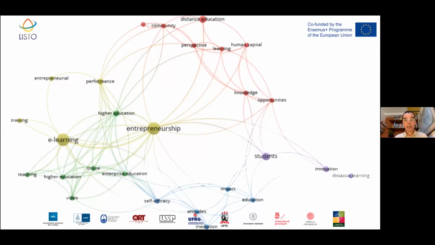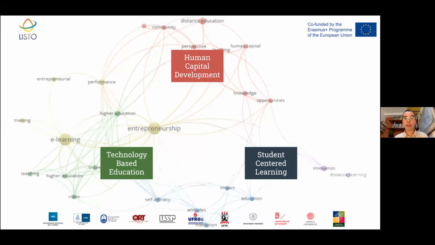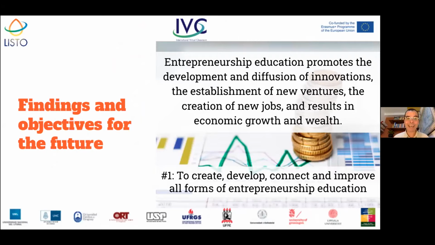We can find that we are contributing to the development of knowledge in three main aspects. First, human capital development. We are contributing with our students to form them as future entrepreneurs. Next, we are improving technology-based education. We had some discussions about these issues previously. And third, we are also having some improvements concerning student-centered learning.